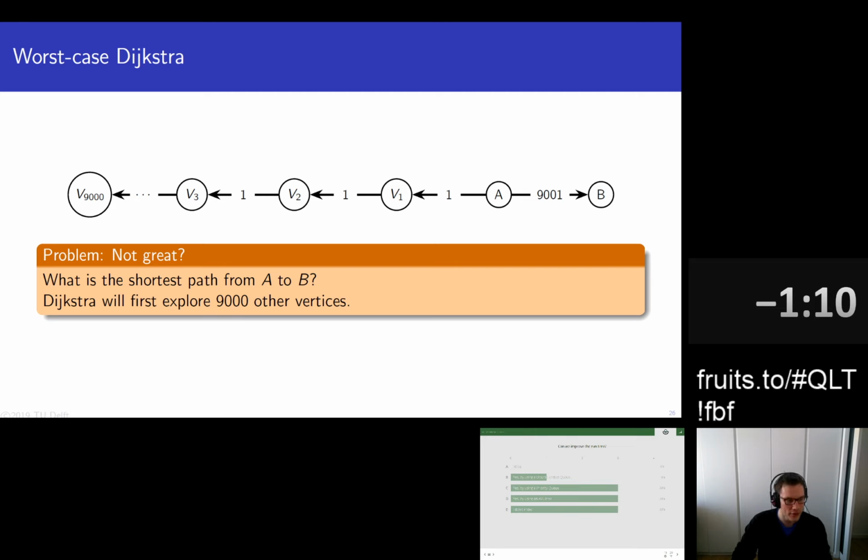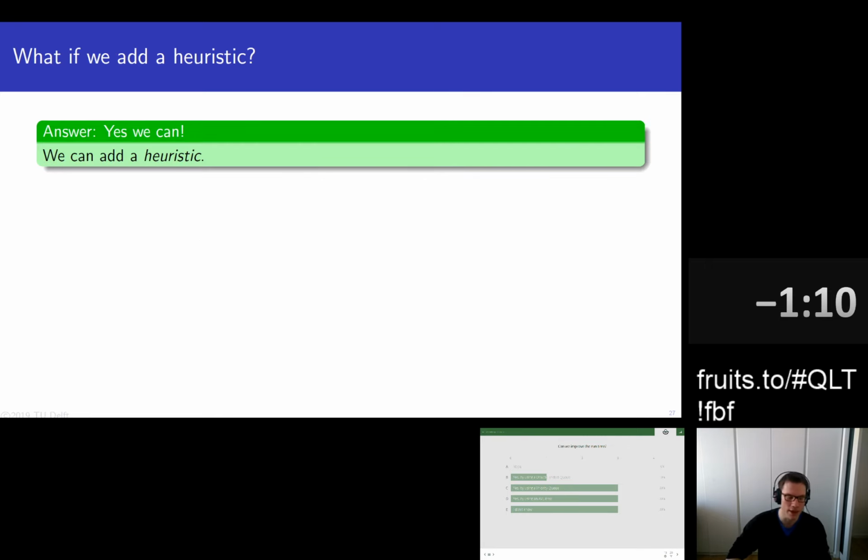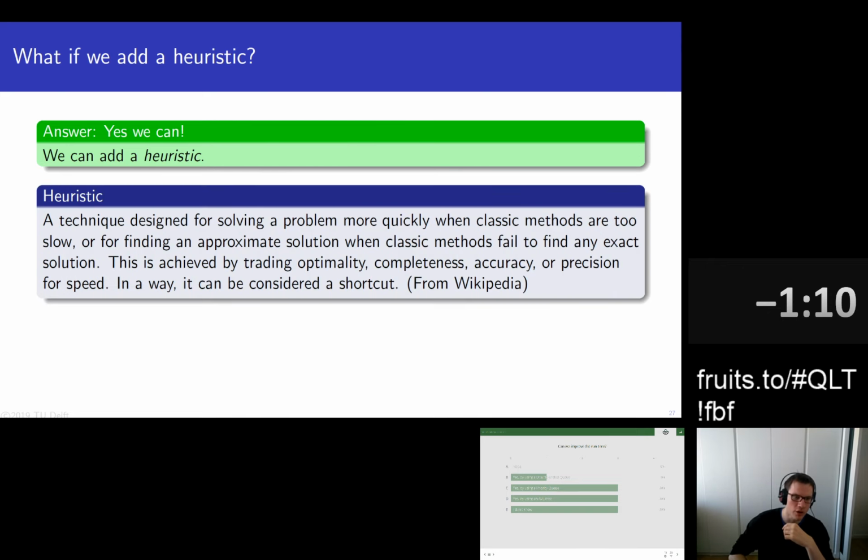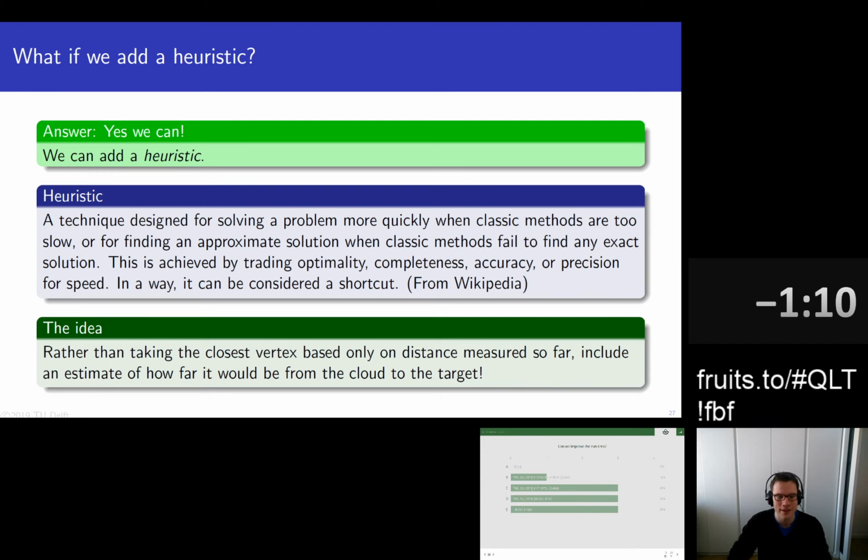So to circumvent this worst case for Dijkstra, people thought, okay, how about we enhance Dijkstra a little bit? Can we make it a little bit better? And we can by adding what we call a heuristic. Now, a heuristic, according to Wikipedia, is a technique designed for solving a problem more quickly. For our purposes, in combination with Dijkstra, we use a heuristic to take an estimate of how far it would be from our cloud to the target.